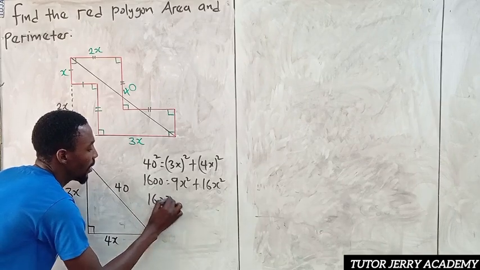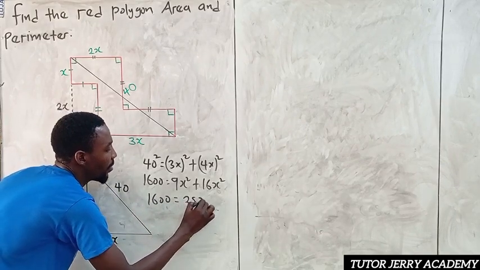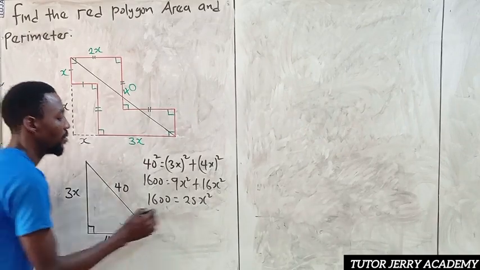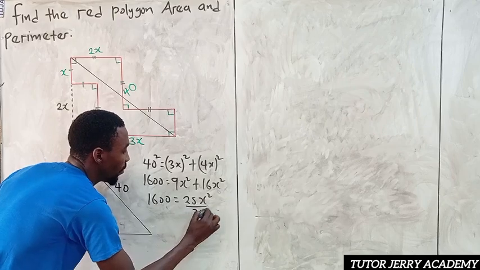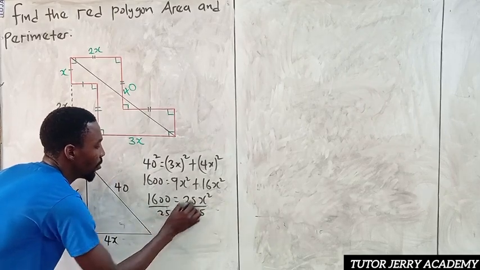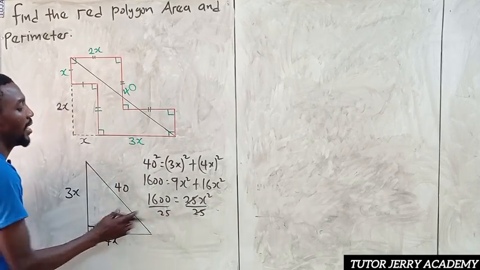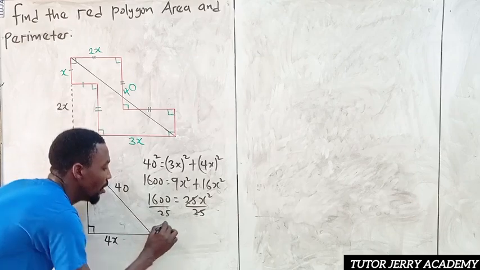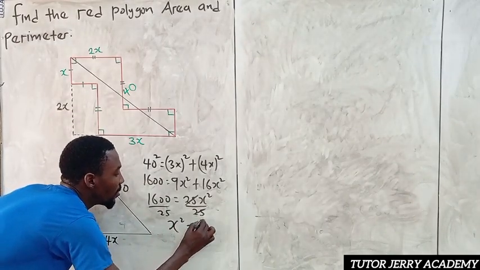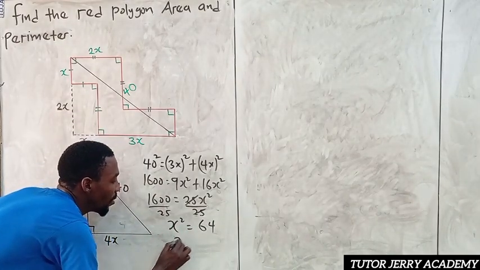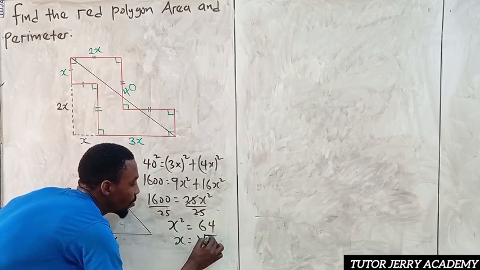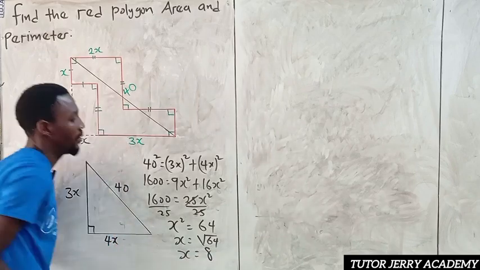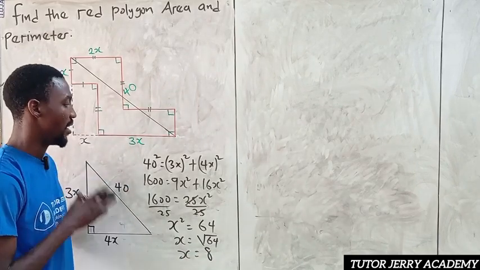It means 1600 equals 25s squared. All right, so for me to get s squared, I'm going to divide both sides by 25. And 1600 divided by 25 is 64. So s squared equals 64. So s equals the square root of 64, and the value of s is going to be 8.